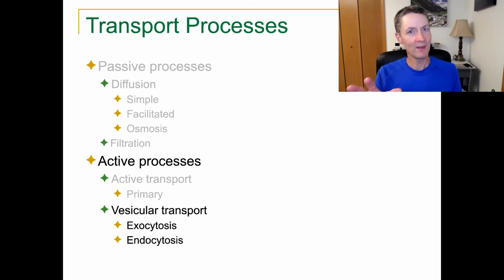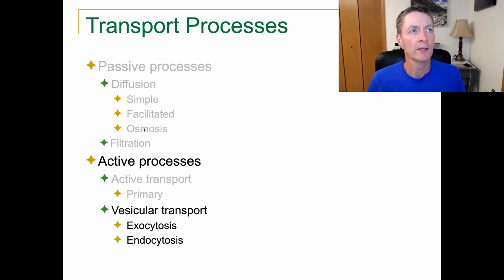Just another big hint here. On tests, I might say, which of the following is known as a passive process for membrane transport? I give you primary transport, exocytosis, endocytosis. We're about to go over those. And I give you osmosis as an example. You want to be able to pick osmosis as the passive process, right?